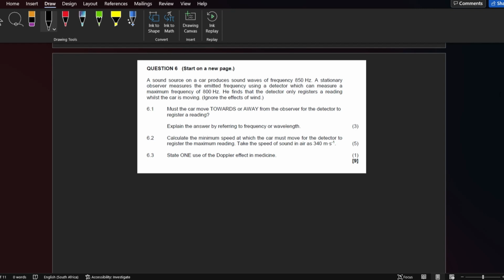Everyone, and welcome back to Newton's Academy past paper review for grade 12. Today we'll be doing the physics topic of the Doppler effect, and we'll be attempting this question 6 that we see here.